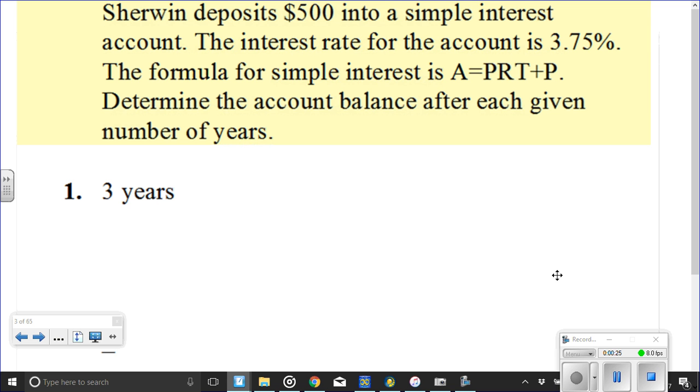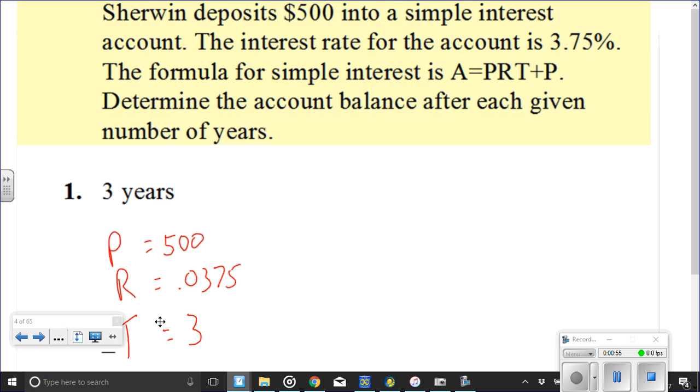Okay, so what we want to do is first find each one of those three parts there. The principal is going to be here with sure deposits $500. The rate, which is the interest rate at 3.75%, we're going to convert that into a decimal by moving it two places to the left. And the time is the number of years that we're going to have it in the bank. So in this case, it's 3 years.